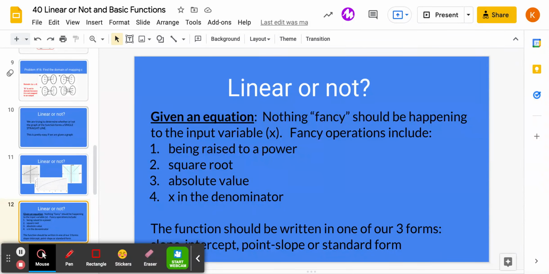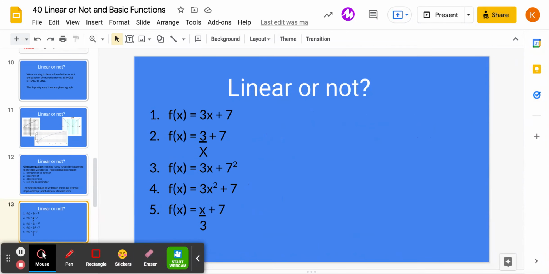Frequently, you are going to be deciding if something is linear or not by looking at an equation. And the best way that Mr. Robinette and I like to think about this is we say, nothing fancy is happening to the input variable x. And what's fancy operations? Well, those could be being raised to a power, a square root, absolute value, or x in the denominator. So when you look at these 5 examples, this is fancy notation. F of x is just fancy notation. It could be replaced with a y.